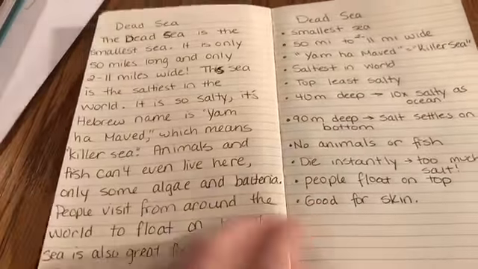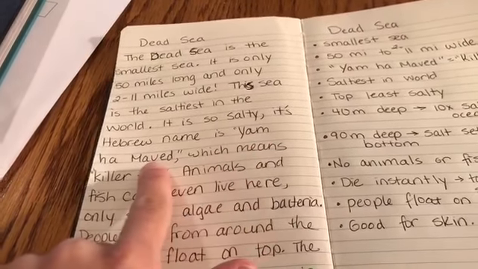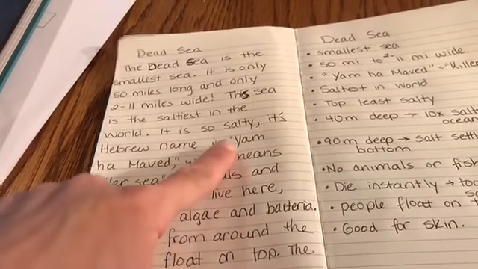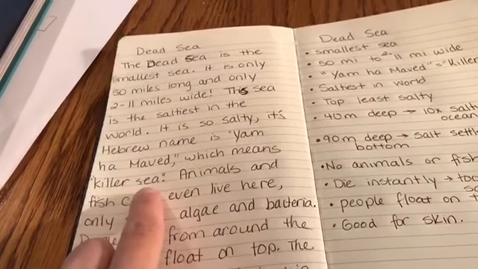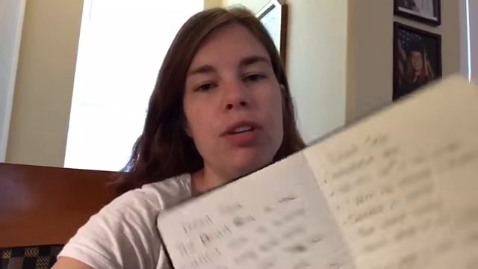In fact, when I pulled exact text out, I used quotation marks. So this text I pulled directly out of the book, "Yam HaMeved, which means killer sea." This was pulled directly out of the book, so I used quotation marks here. So this week, when you read and take notes, I want you to use notes that do not have full sentences. And then next week we'll be using those notes to write your own summaries on some science and history topics.